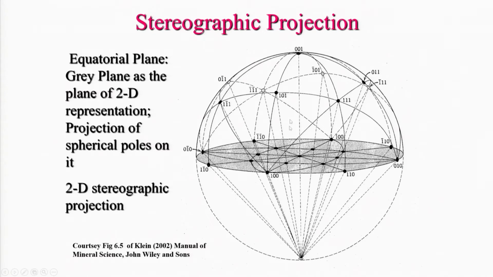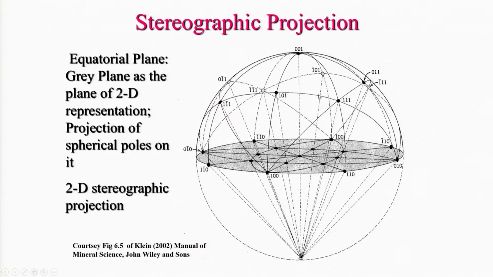If this is the north pole and this is the south pole here, this is the northern hemisphere and this is the southern hemisphere here, and this is the equatorial plane. What you can do here is join. Let us consider this face pole of plane 1 1 1. You can join this point with the south pole here, because all these face poles lie on the northern hemisphere here.